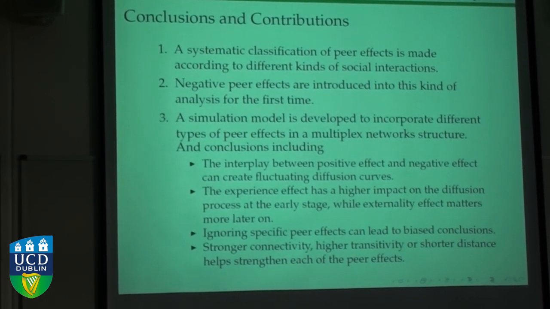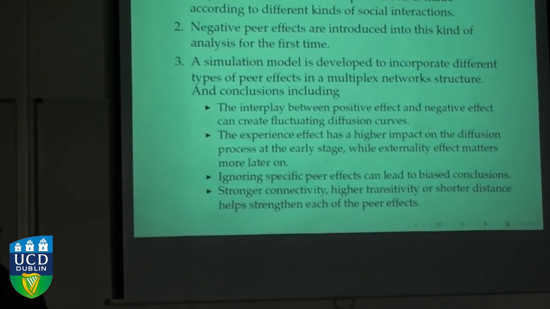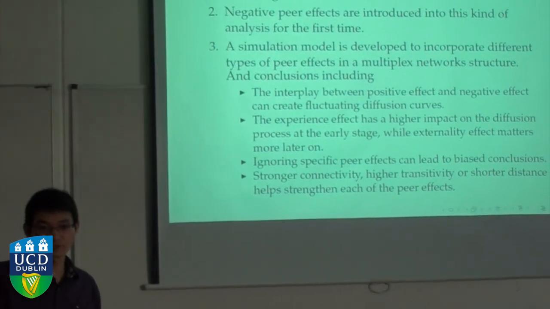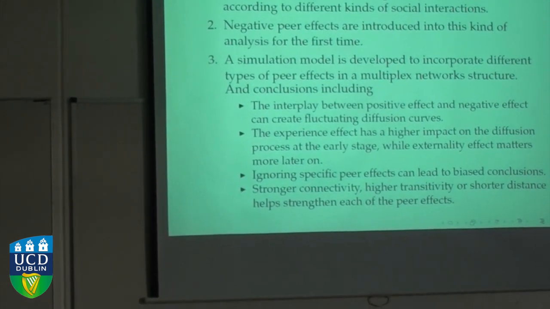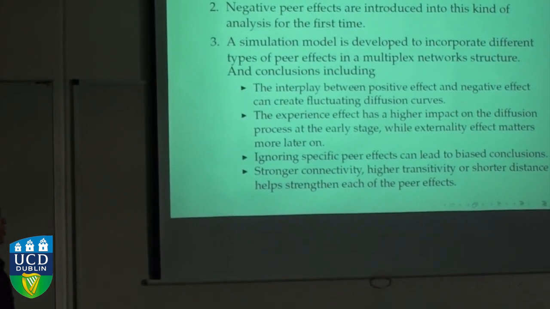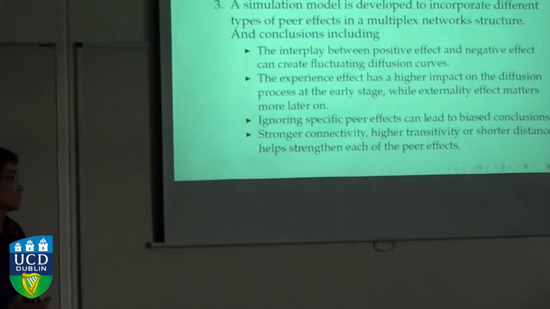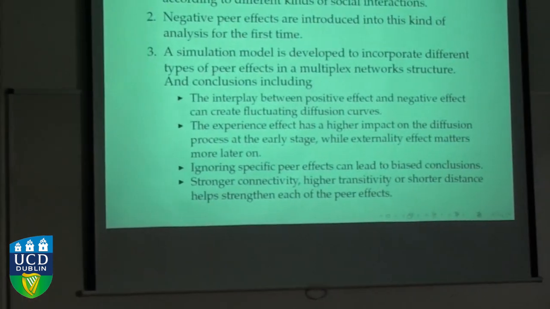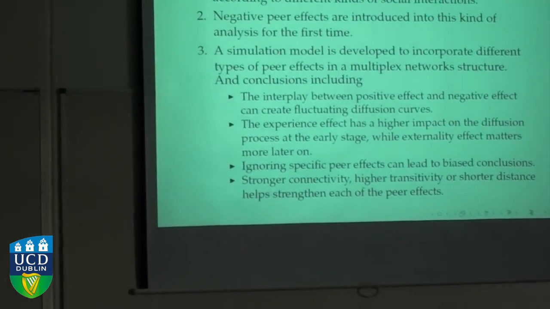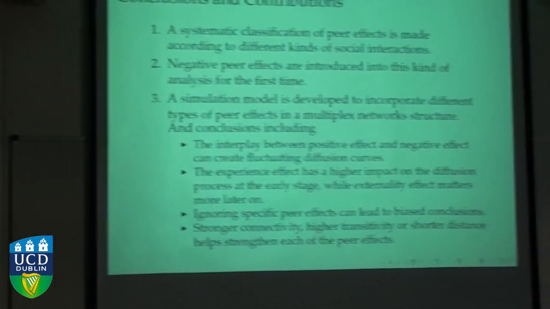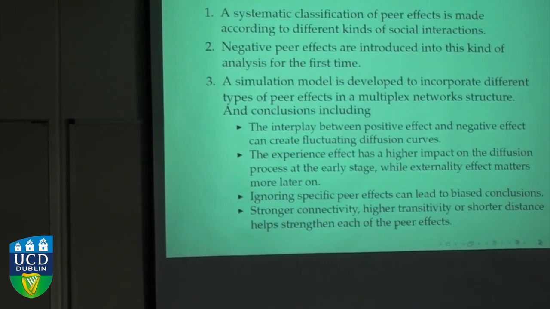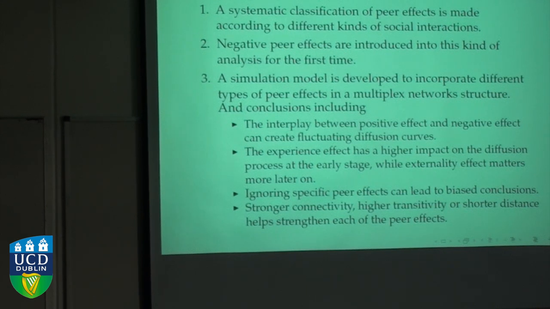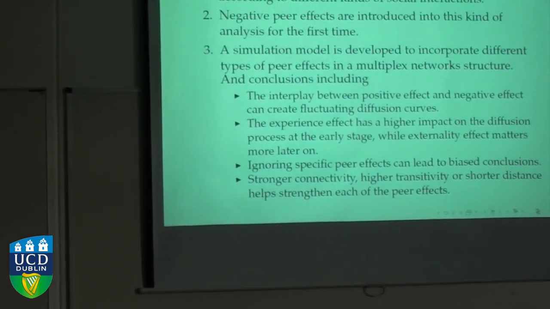The first one is that the interplay between positive and negative effects can create a fluctuating diffusion curve, which is different from the traditional S-shaped diffusion curve. We also find the experience effect has higher impact on the diffusion process at the early stage, and the externality effect matters more later on. By doing the experiment, we also point out that if we ignore the specific peer effect, this can lead to biased conclusions. And stronger connectivity, higher transitivity, and shorter distance help strengthen each of the peer effects. So these are the conclusions.